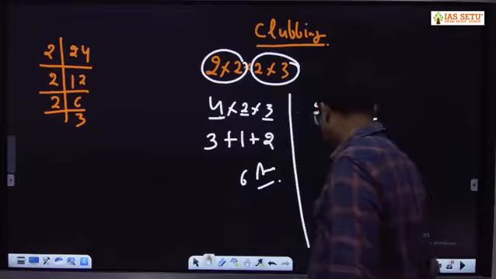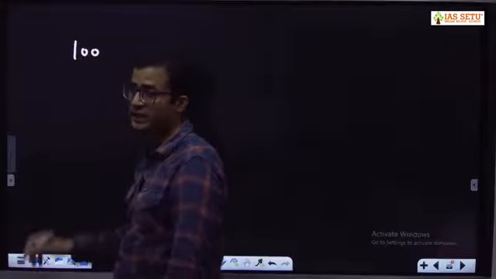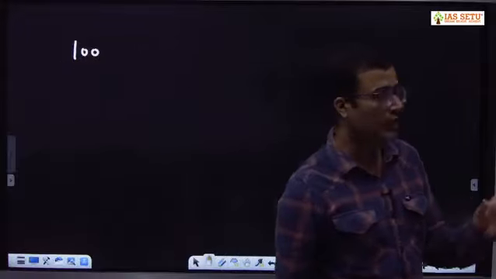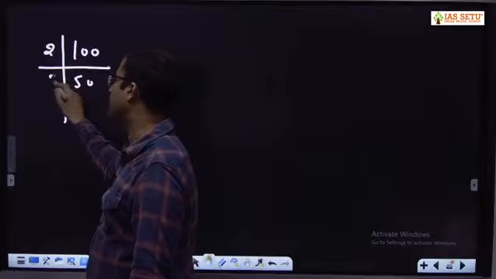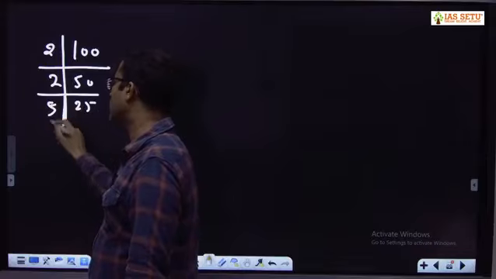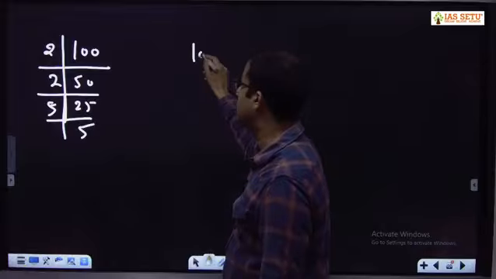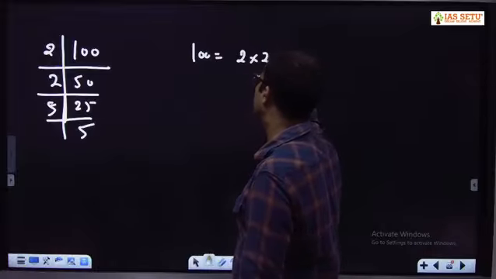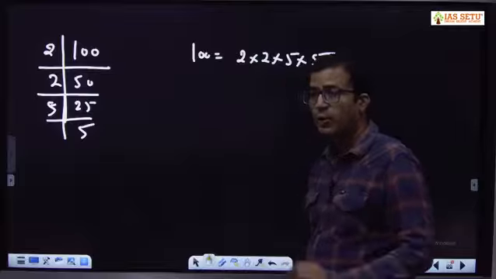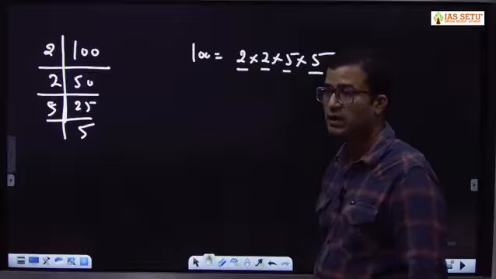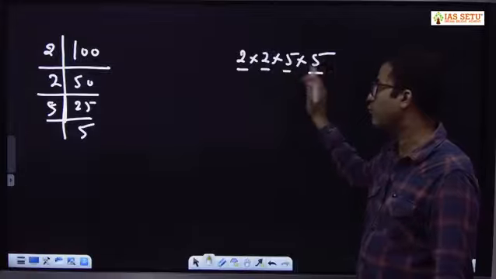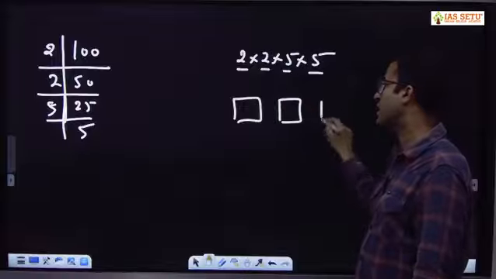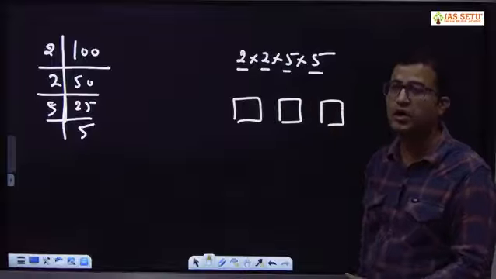Wait. Now the next question is number of pieces 100. The question is for 100 pieces, what is the minimum number of cuts required? Step number 1, we use factorization. 2 common 50, 2 common 25, 5 common 5. So 100 is 2 into 2 into 5 into 5. The problem here is we have 4 multiples, but our axes are 3. Like here you have 4 things, but you have space for 3, so you have to convert to 3. You have to club.